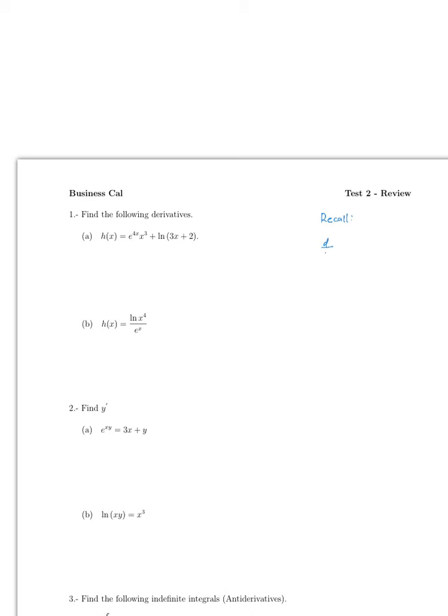The derivative with respect to x of e to the u, where u is a function of x, is equal to e to the u times u prime. And the derivative with respect to x of ln u, where remember u is a function that depends on x, is equal to du over u, or you can also say u prime over u.